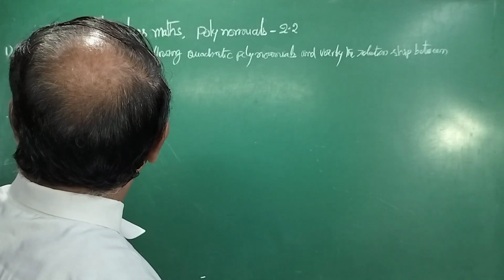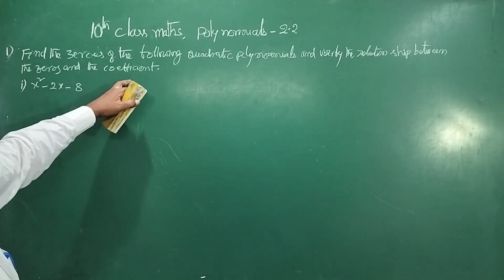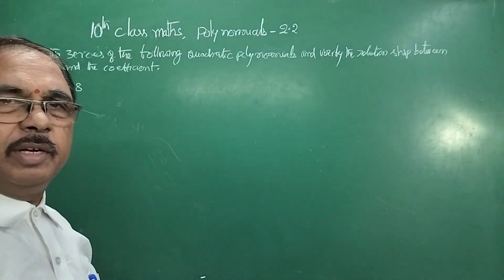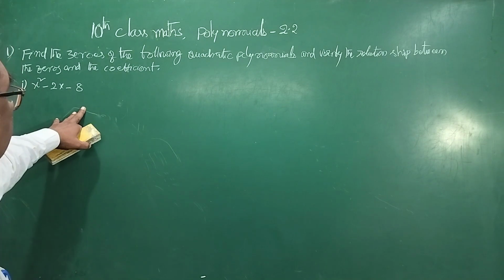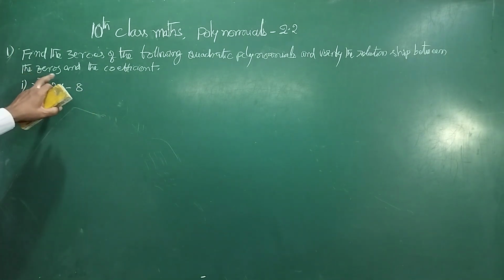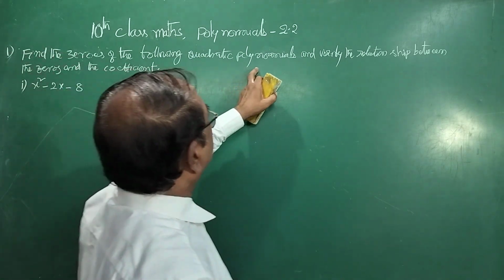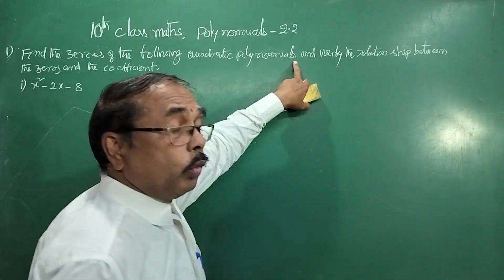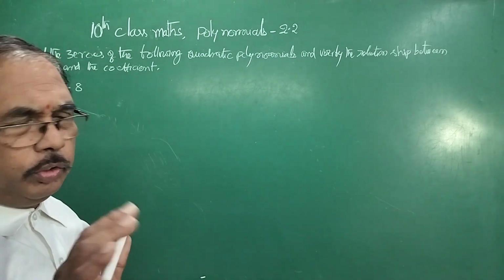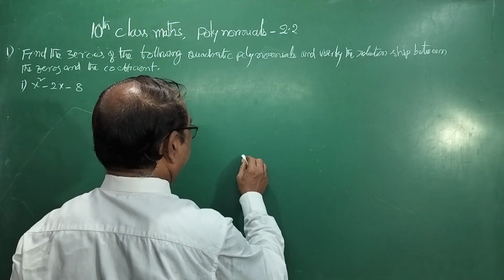In this 2.2, in the first sum, first bit, let us learn. Yes, let us read. Find the zeros of the following quadratic polynomials. Quadratic polynomials. You know what are quadratic polynomials?